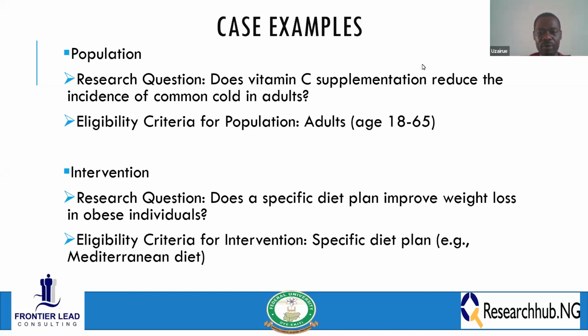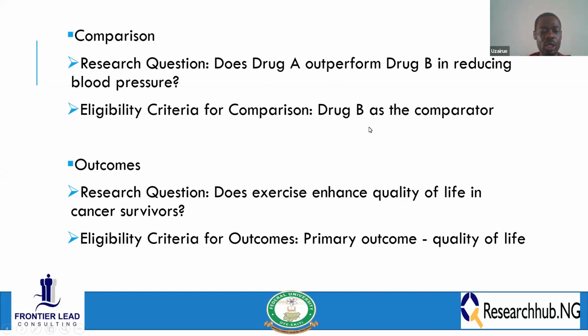Then the next type of eligibility criterion that we can also have is comparison. The research question that could introduce such should be, for example, does drug A outperform drug B in reducing blood pressure?